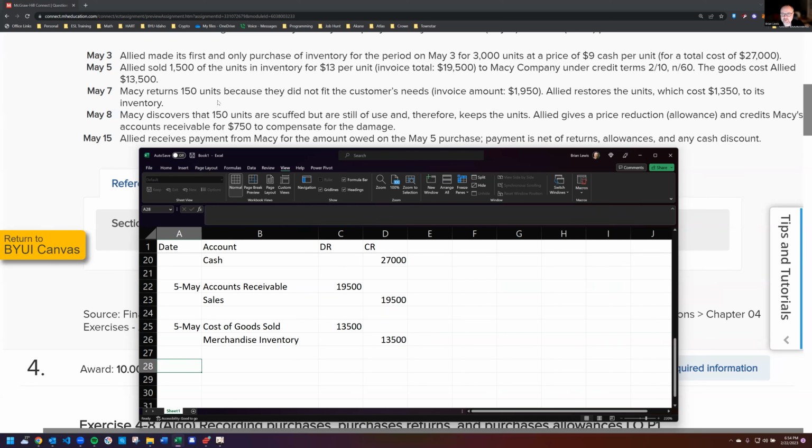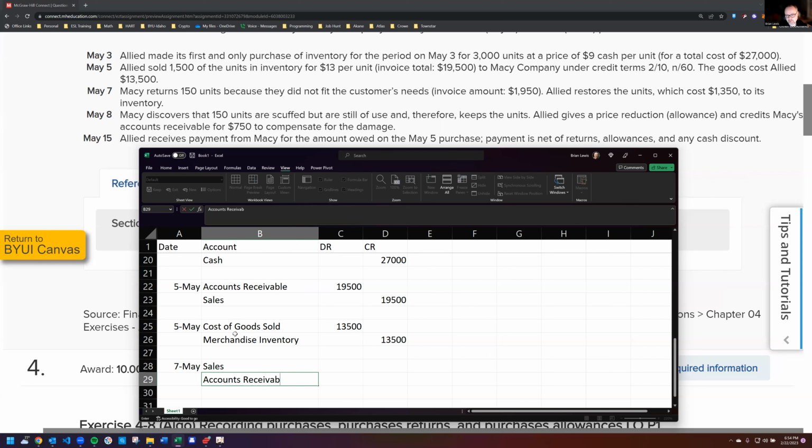Returns 150 units because they did not meet. Yeah. So we're going to do just the opposite of this one. So on 5-7, we're going to do first the reversal of this one. So we're going to do sales first, and we're going to do accounts receivable second.